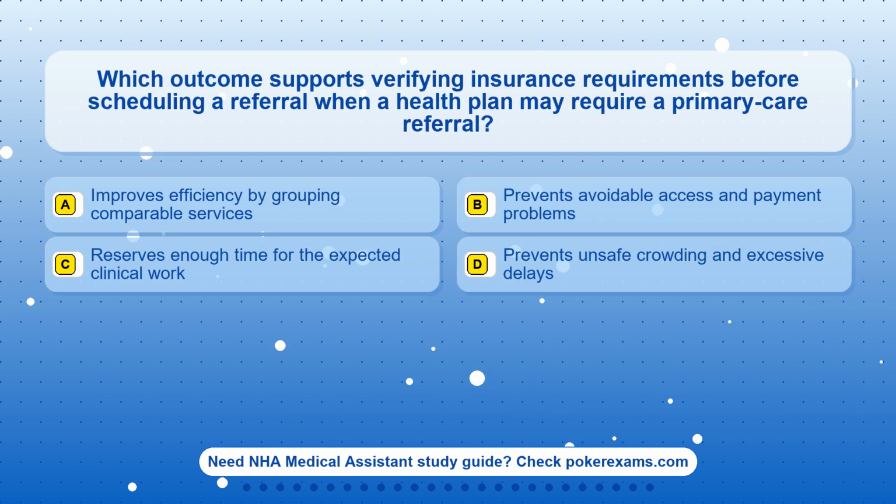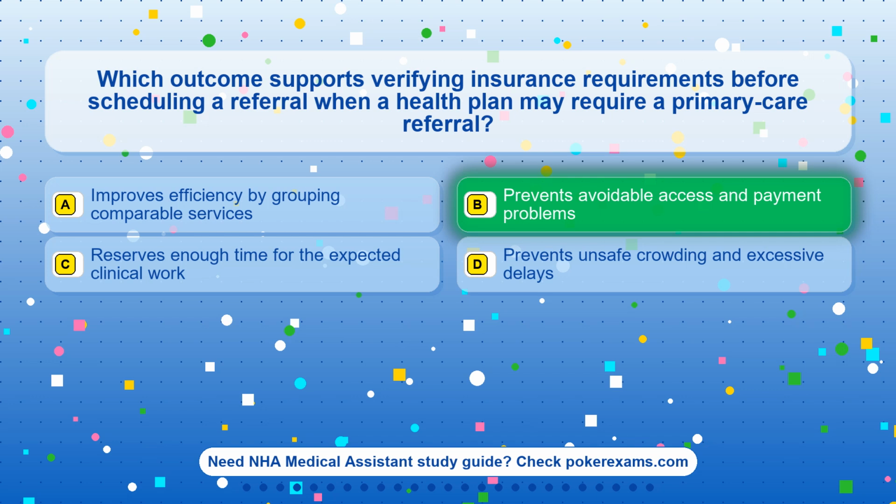Question 3. Which outcome supports verifying insurance requirements before scheduling a referral when a health plan may require a primary-care referral? Option A. Improves efficiency by grouping comparable services. Option B. Prevents avoidable access and payment problems. Option C. Reserves enough time for the expected clinical work. Option D. Prevents unsafe crowding and excessive delays.